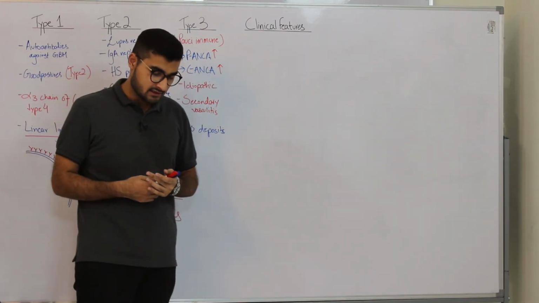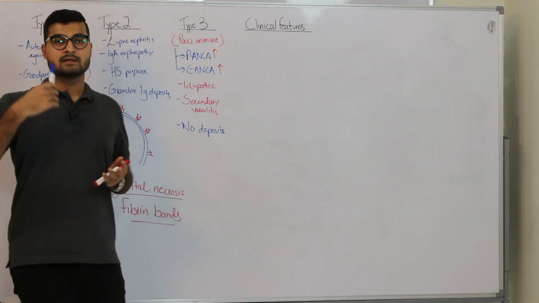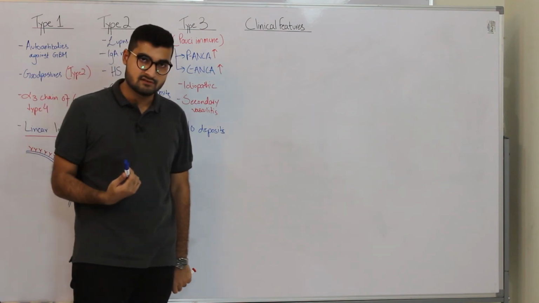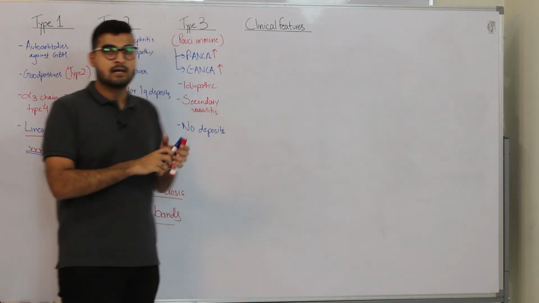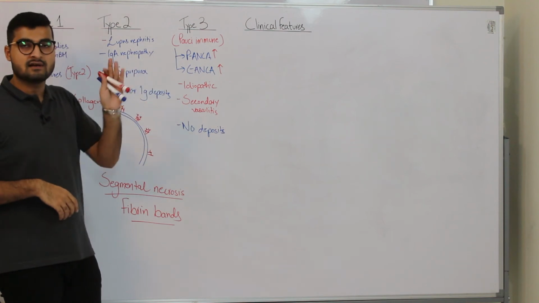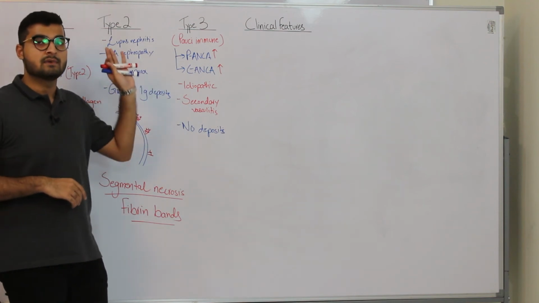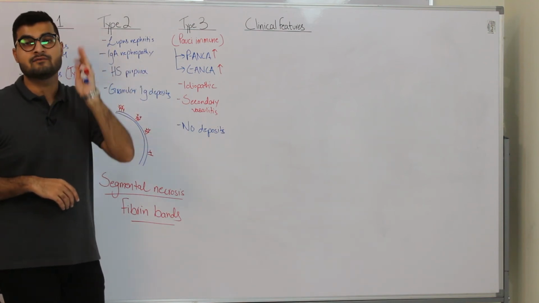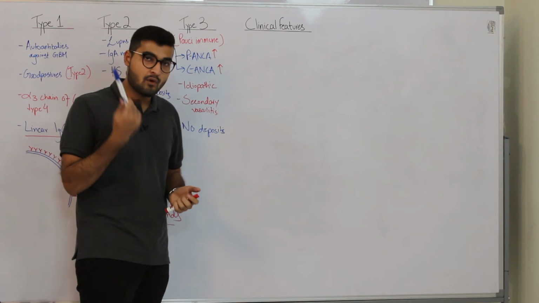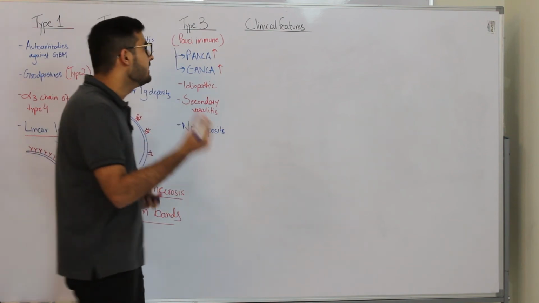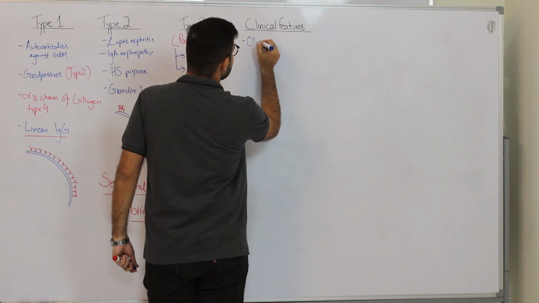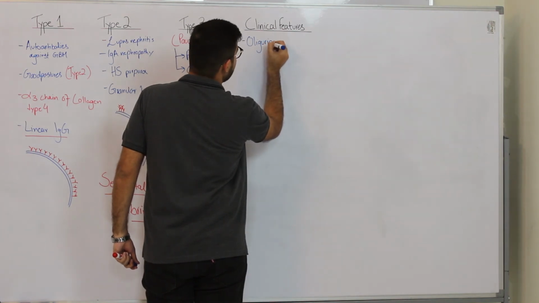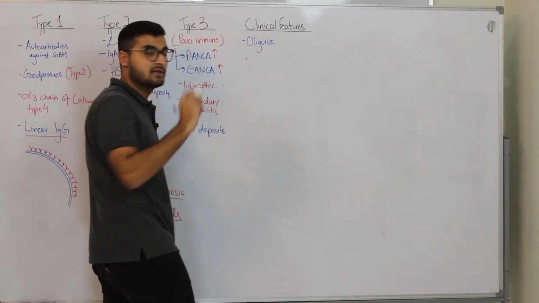Now coming on to the clinical features. Clinical features are very easy to understand if you think about what kind of disease this is. Does this disease come under nephrotic or nephritic syndrome? I said it comes under the heading of nephritic syndrome. So it's going to have all those symptoms of nephritic syndrome, right? So what happens in nephritic syndrome? You have oliguria, you have reduced urine output. So that is going to be your first thing.